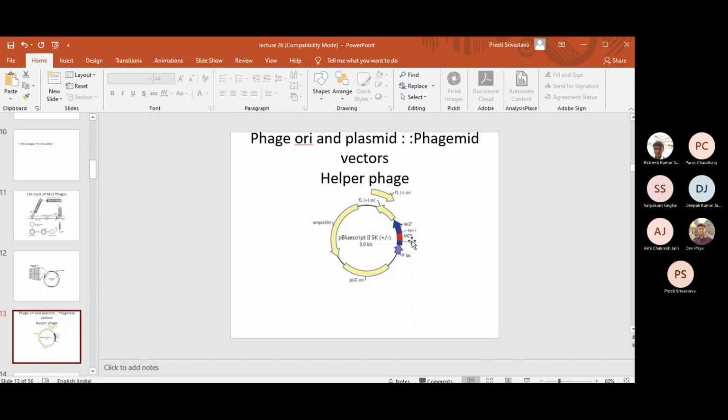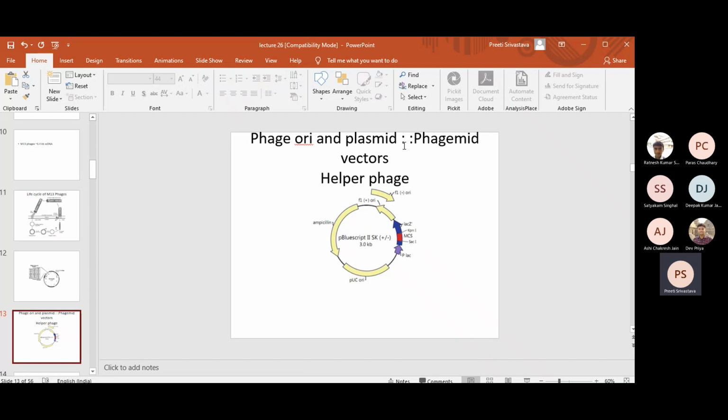But ma'am, how do we insert this DNA into bacteria? This plasmid? You can just do transformation. We have discussed the methods. It is a plasmid, right? It has a phage origin as well as a plasmid origin. So you can just perform transformation, and then this will go inside the bacterial cell.